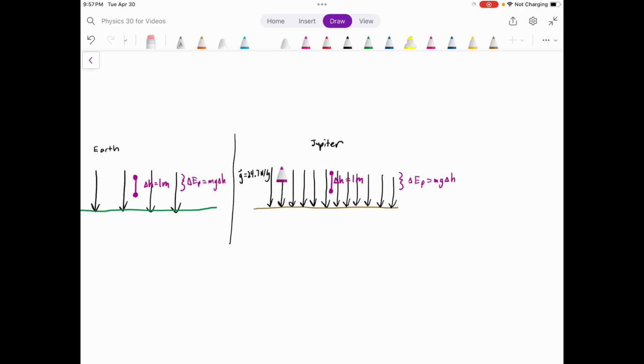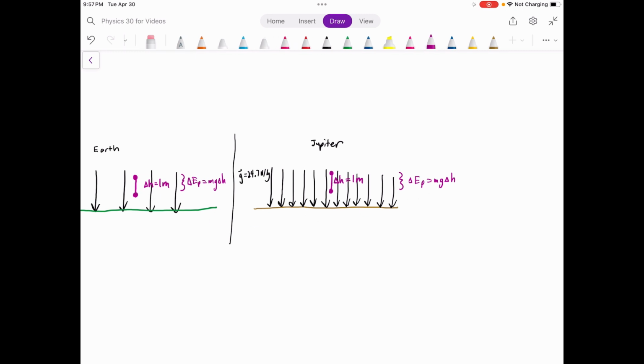Well, it's going to be Jupiter's, right? I mean, look at the equation. It's a stronger gravitational field. We are going to be fighting stronger gravitational forces to pick a 1 kilogram mass up 1 meter on Jupiter than we would be on Earth, right? The G in this equation is larger.